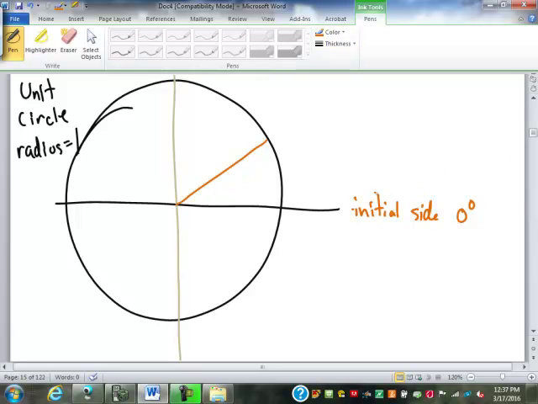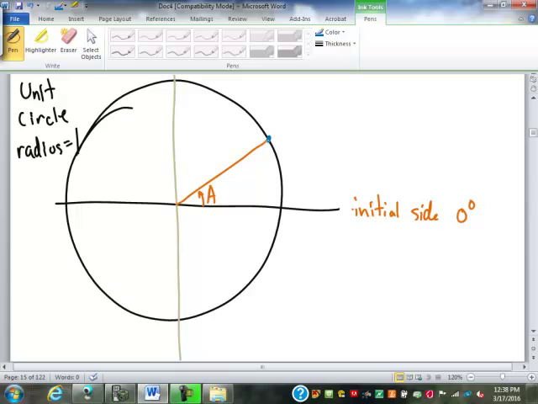It's also called the initial side of our angles. That's where all of our angles start on our unit circle. So I draw in this radius here. Whatever this angle is here, let's say I call it angle A. It might be 28 degrees, 31, whatever. But we're going to call it angle A.